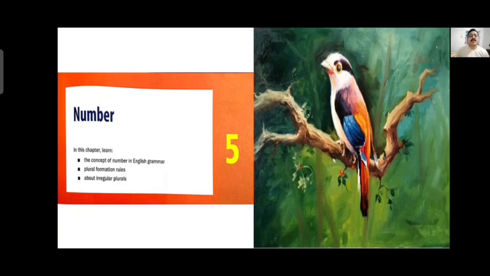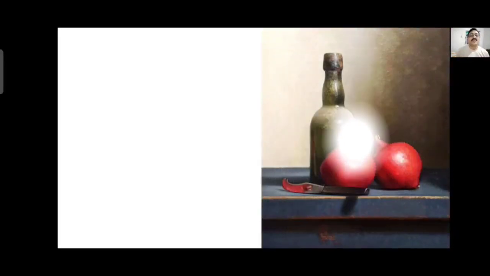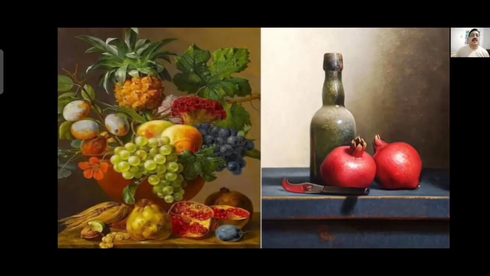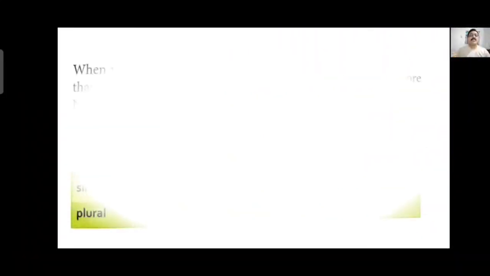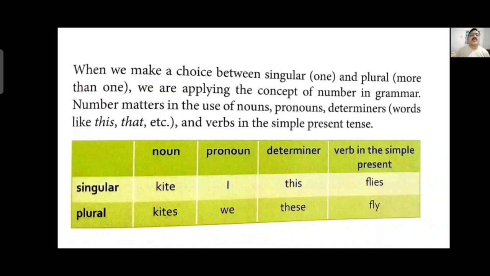Lesson number 5, numbers. Here numbers means noun has two numbers, singular and plural. We are talking about that number, singular and plural. Let's begin the lesson. When we make a choice between singular, one, and plural, more than one, we are applying the concept of number in grammar. Number matters in the use of nouns, pronouns, determiners, words like this, that, etc., and verbs in the simple present tense.